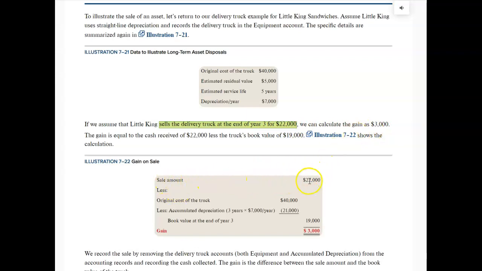Here's the selling price, $22,000. The original cost of the truck was $40,000. If we've held it for 3 years, that means we've taken 3 years depreciation, and at $7,000 per year, we have $21,000 in the accumulated depreciation account. So now find the book value, $40,000 minus 21, $19,000 is the book value. We sold it for more than book value by $3,000, that's a gain. So selling this asset for more than book value, we have a gain.